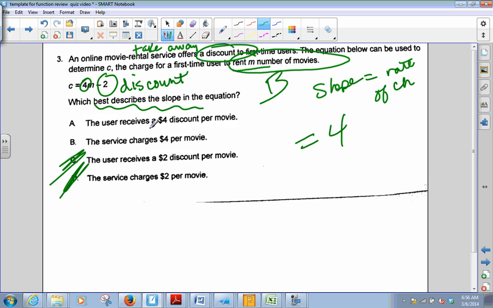The user receives a $4 discount per movie. Okay, remember a discount means to take away or to subtract, which means the discount is that minus 2 that is in the equation, not the 4 in front of the m. So therefore, the answer has to be B. The service charge is $4 per movie. You can figure that out also, because it's 4 times your number of movies, so that indicates that they charge you $4 per movie.